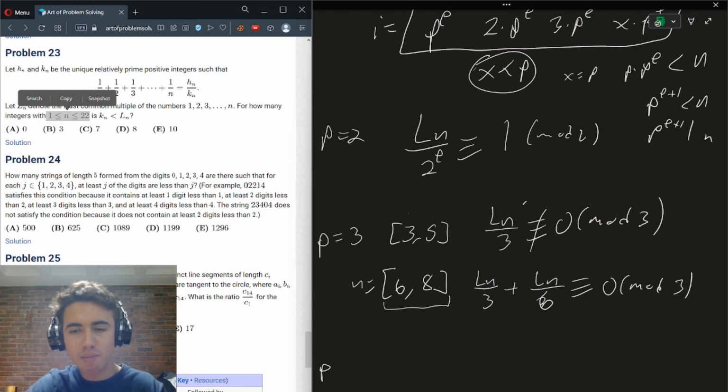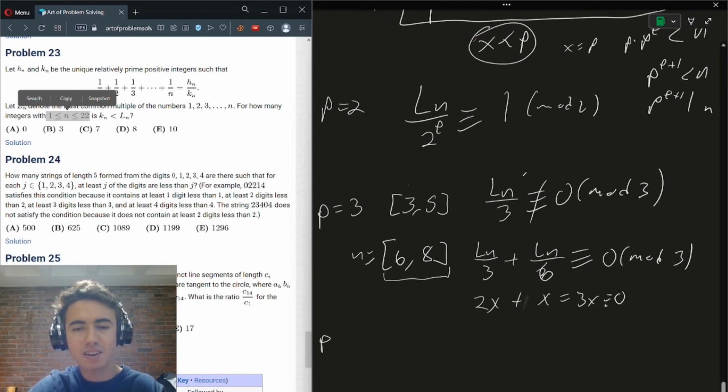Why is that? Well, imagine that you have ln over 6 equal to x. Then you're adding 2 times x, right? Ln over 3 is always 2 times ln over 6. But x plus 2 times x is equal to 3x, which is, of course, congruent to 0 mod p.